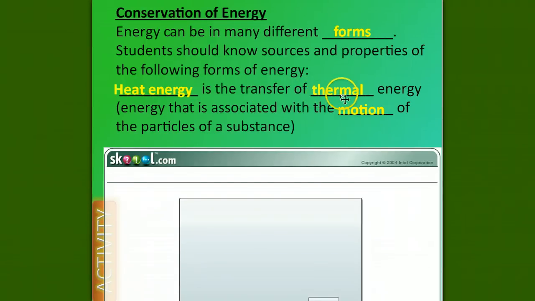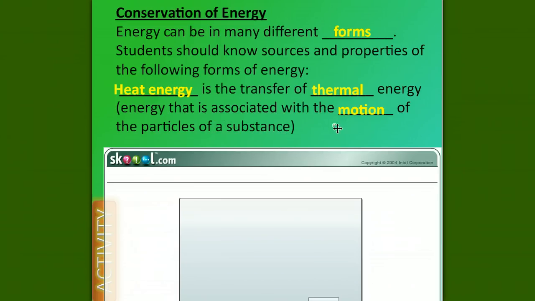Thermal. Therm in English class means heat. When we talk about a thermos that you put into your lunchbox, it keeps things hot, like soup. So a thermos keeps things hot. Heat energy, heat means hot, or lack of heat means cold. So heat means transfer of thermal energy, that's energy associated with the motion of particles of a substance.